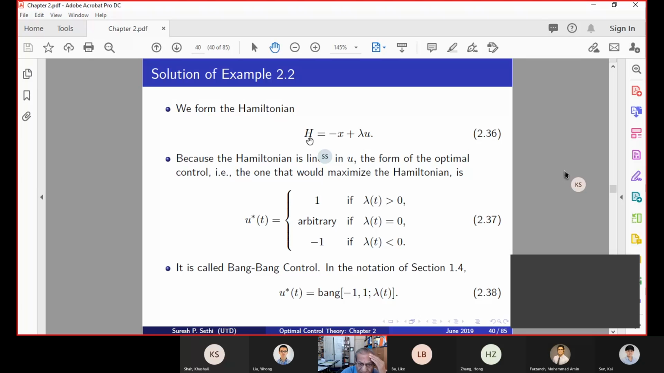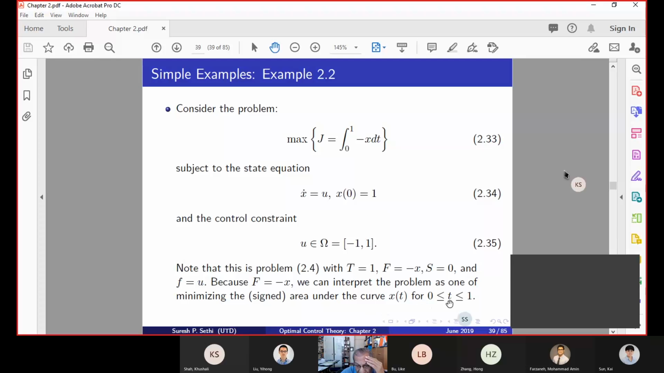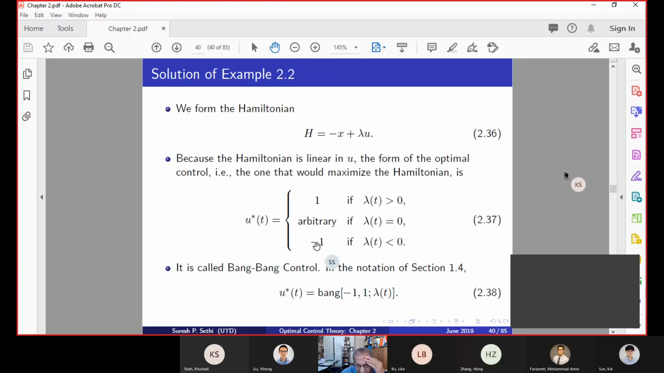So we form the Hamiltonian. It's minus x plus lambda u. And to maximize the Hamiltonian at each point in time, it is clear that u star t is 1 if lambda t is greater than 0, which is the value 1 coming from this one here. And it is minus 1 if lambda t is less than 0. But it can be any value between minus 1 and plus 1 when lambda t is 0, because when lambda is 0, you maximize the Hamiltonian, u could be anywhere between minus 1 and plus 1. So we can keep it arbitrary for the time being, and we can set it up.